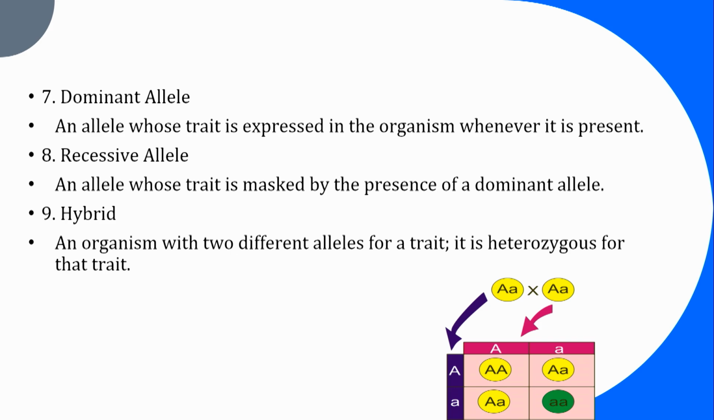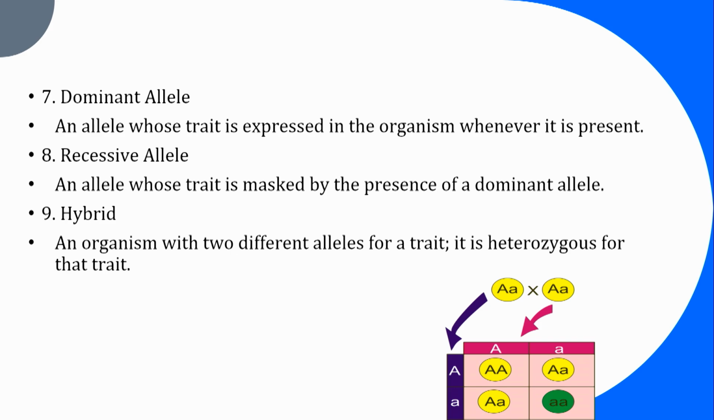A recessive allele is an allele whose trait is masked by the presence of a dominant allele. And so you can only see the recessive trait if you have two alleles for it. So if you look at that Punnett square in the bottom right corner, you can see that we have a homozygous dominant, two heterozygous, and then that green circle, we would call that homozygous recessive. They have two alleles that are both lowercase. That's the only one out of these four that would show the recessive trait, because you have to have two recessive alleles in order to show it.